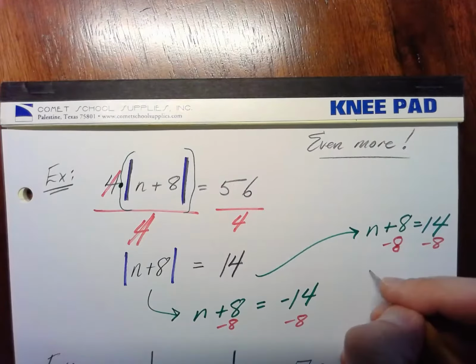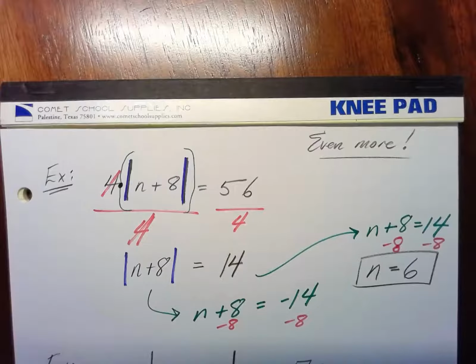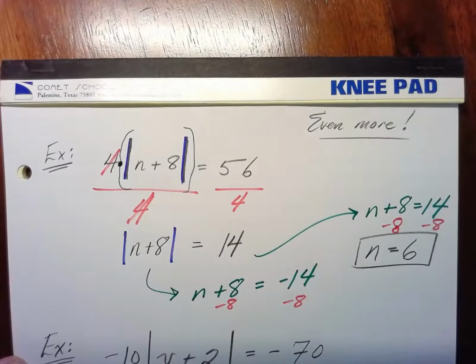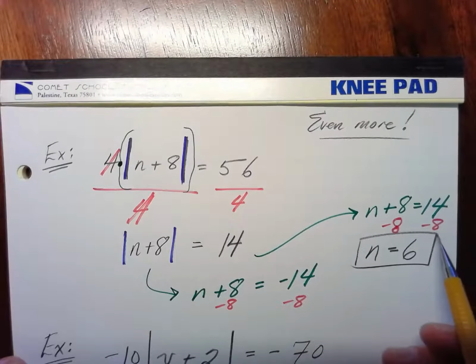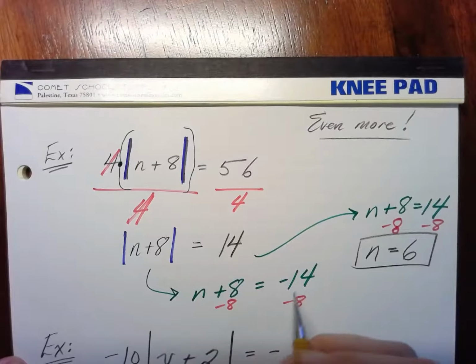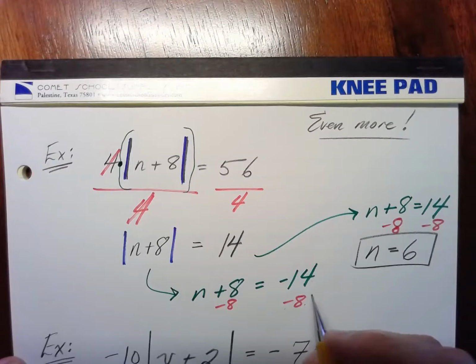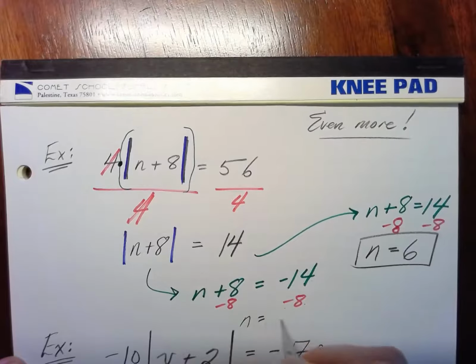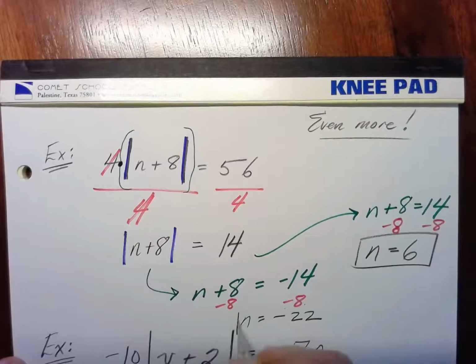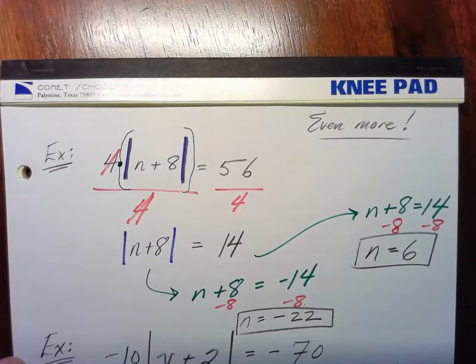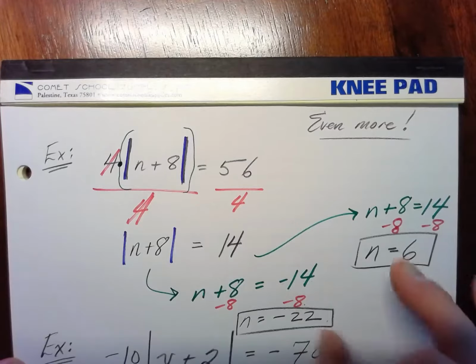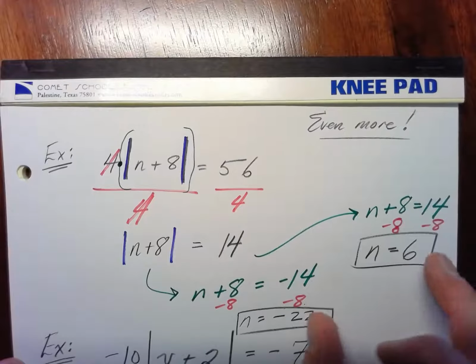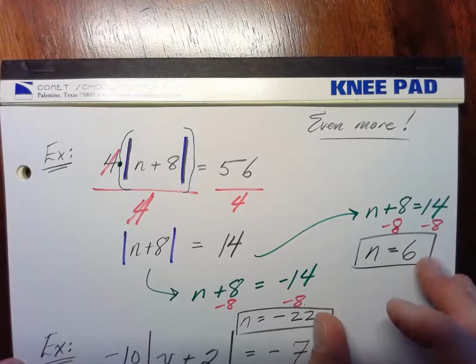Yeah, 6. I had a moment there where I couldn't think about 14 minus 8. 14 minus 8 is 6, that's right. And here, negative 14 minus another 8 is going to give us n equals minus 22. Yep, minus 22. So there's minus 22 and 6. Another good example of where they don't have to be the positive and negative of each other.